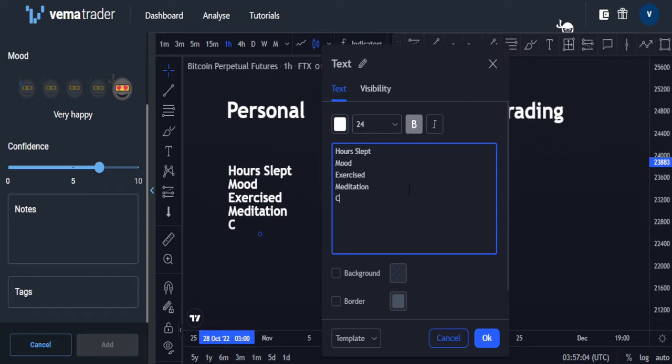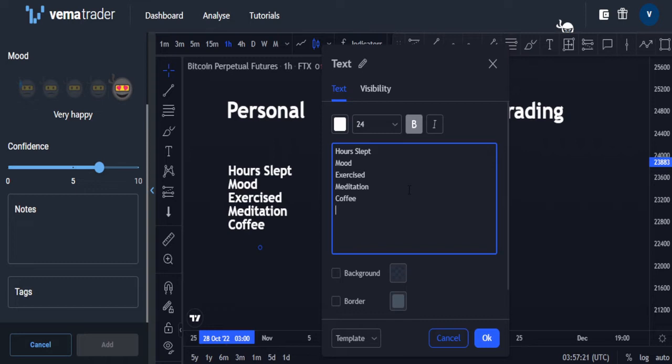Another great one is coffee, right? For me, I'm an absolute caffeine junkie. Love it. If I have 1 or 2 coffees, fantastic. If I have 6 or 7 coffees, I'm probably an anxious wreck. Probably shouldn't be trading because I'm probably feeling pretty bad.